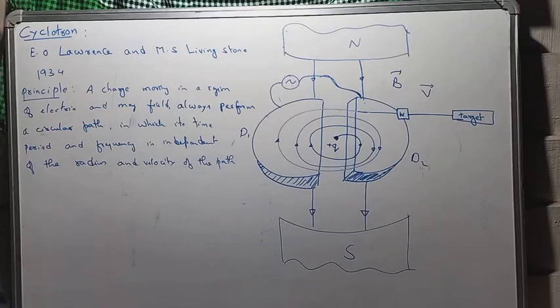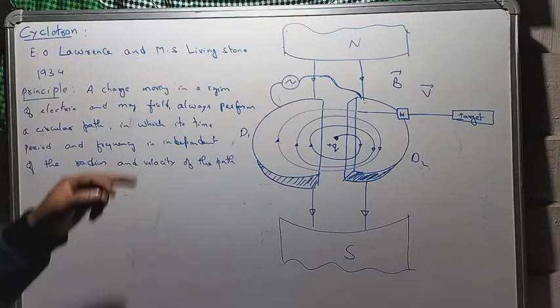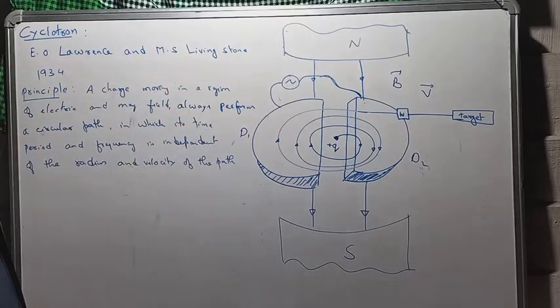So now the question is, how do we obtain a high energy particle? Like, how will you give a high energy to a deuteron, to the alpha particle, or to the proton, etc.? That question was answered by E.O. Lawrence and M.S. Livingstone in the year 1934.